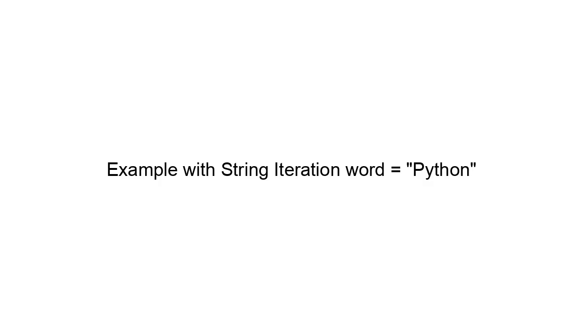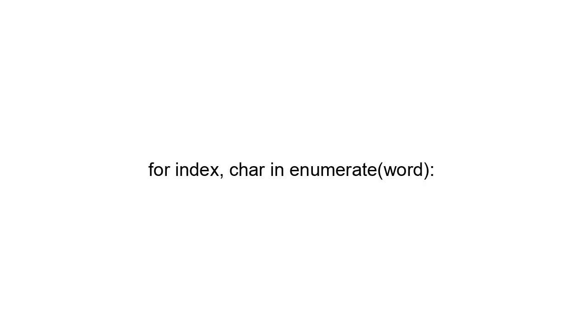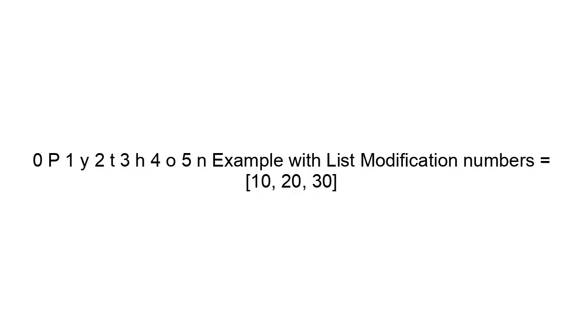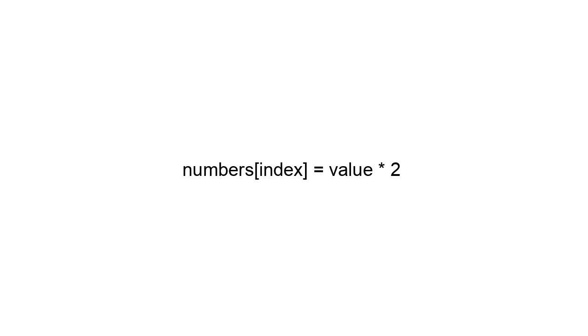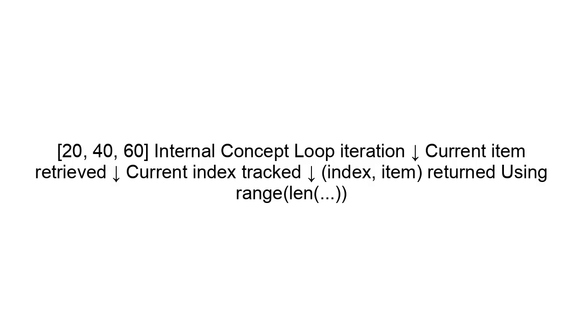Example with string iteration. Word equals Python. For index, char in enumerate word, print index, char. Output: 0 p, 1 y, 2 t, 3 h, 4 o, 5 n. Example with list modification. Numbers equals 10, 20, 30. For index, value in enumerate numbers, numbers[index] equals value times 2. Print numbers. Output: 20, 40, 60.